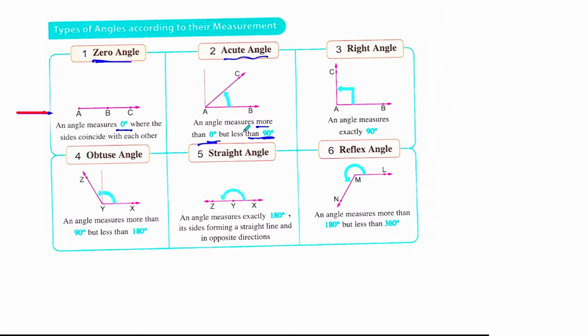That means any value greater than 0, like 10, 20, 30, 40, 70, 80, 89. What will it be at 90? At 90, it will not be an acute angle. So that's the acute angle. It's a measure between 0 and 90.